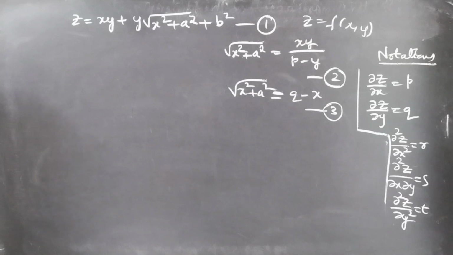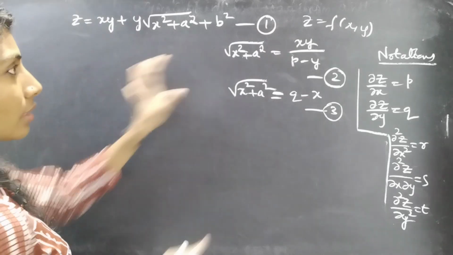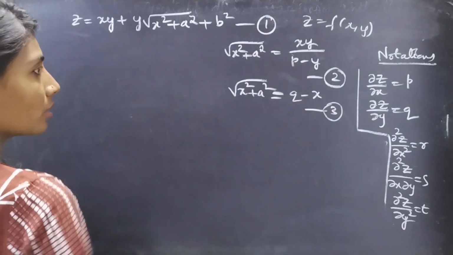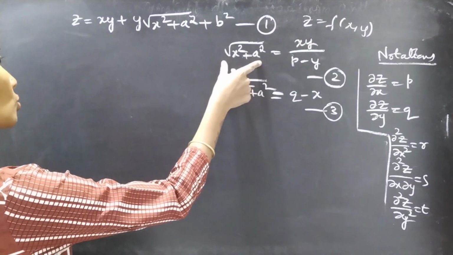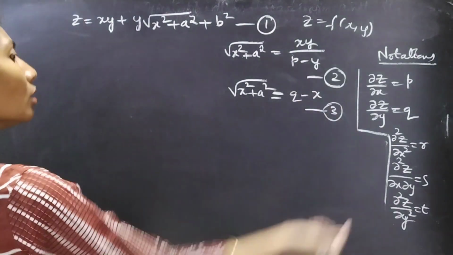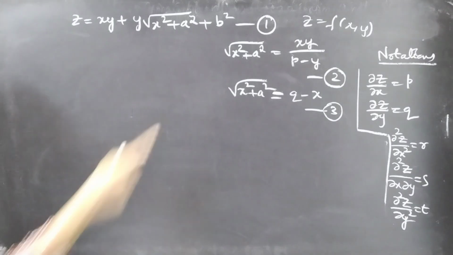Now observe 1, 2 and 3. By substituting 2 and 3 in 1, it's not possible to eliminate a and b, that is the arbitrary constants. So observe 2 and 3. From this we can say that xy by p minus y equals q minus x, since square root of x square plus a square equals xy by p minus y and q minus x. So let's equate this.